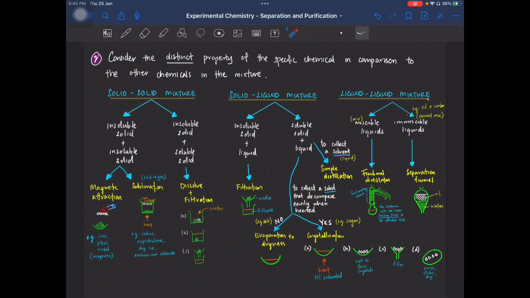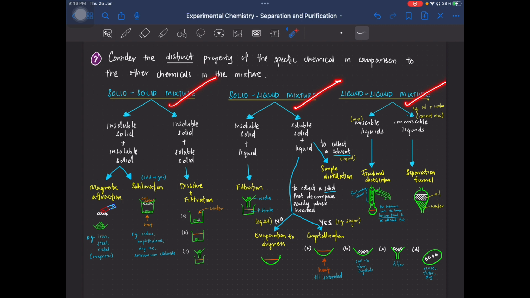So all in all, what I want to highlight over here is that although we have learned various techniques, at the end of the day, we do need to ask ourselves, how do we know when to use which technique? And that's where I talk about this idea of distinct property. So when you look at a question, when you're given a mixture, ask yourself this question: am I first looking at a solid mixture? Or am I looking at a solid liquid mixture? Or am I looking at a liquid mixture?